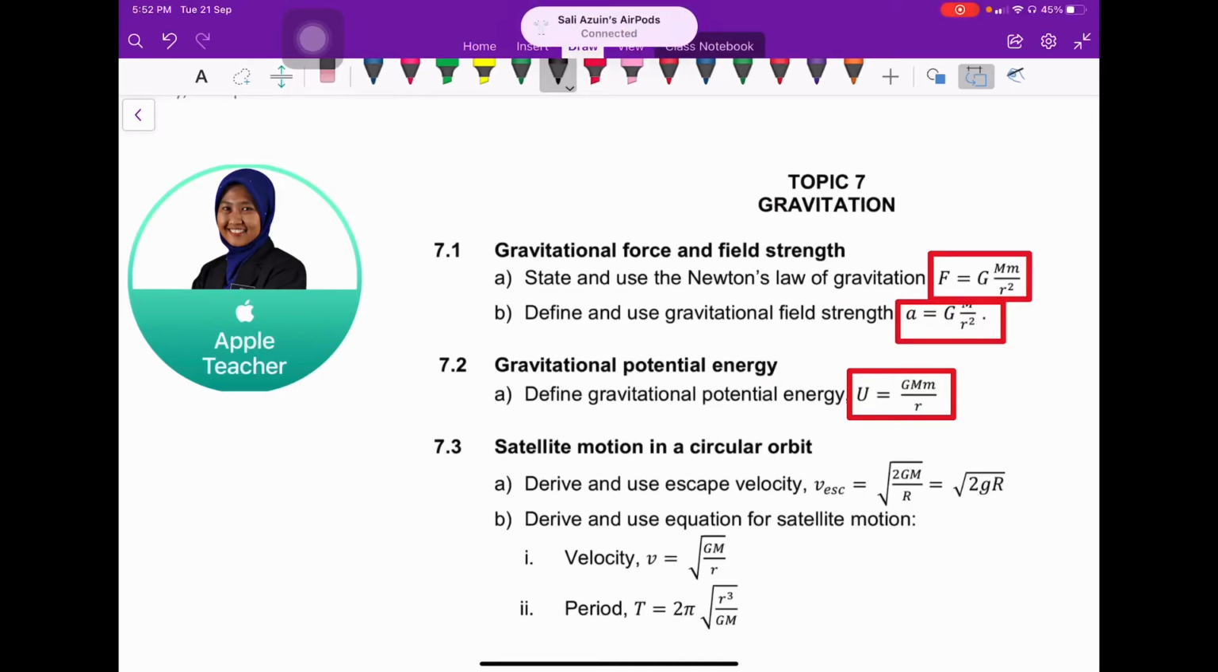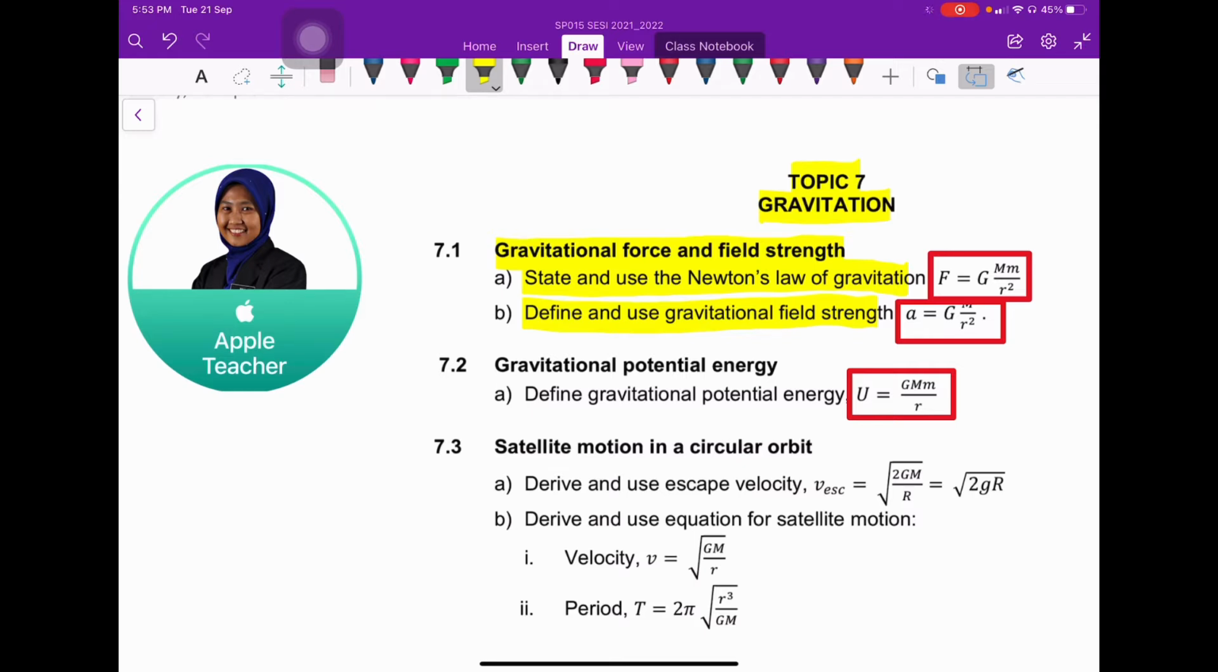Today we want to discuss topic 7, gravitation. For subtopic 7.1, gravitational force and field strength: state and use Newton's law of gravitation, and define and use gravitational field strength.